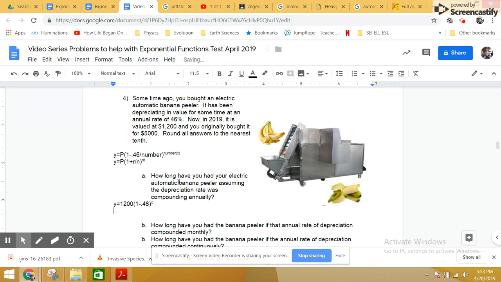Right? And then what we need to do is figure out how long ago, how many x values in the negative territory we go till we find this function intersecting with y equals 5,000. That's when the value of the banana peeler was $5,000. That'll be in the past because this is depreciating. And then we'll have to work out what that number plus 2019 is. It'll be a negative number plus 2019, which will give us an earlier time.